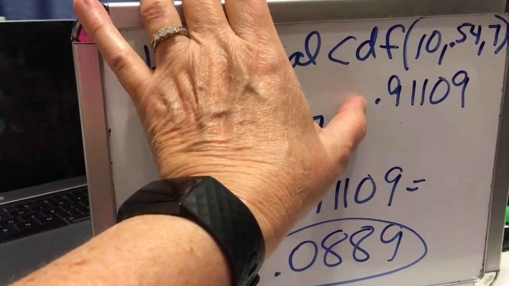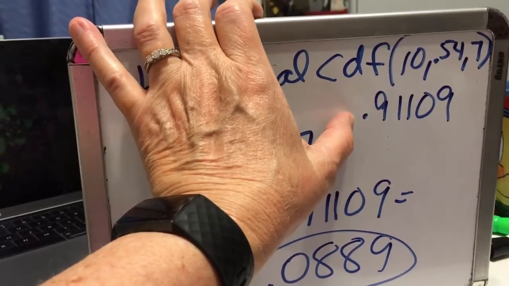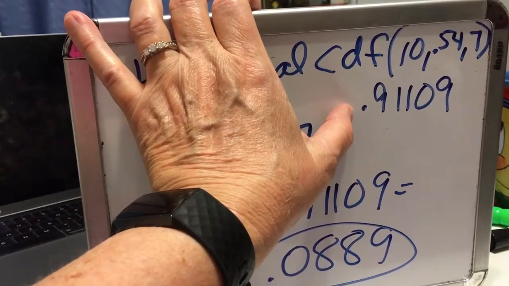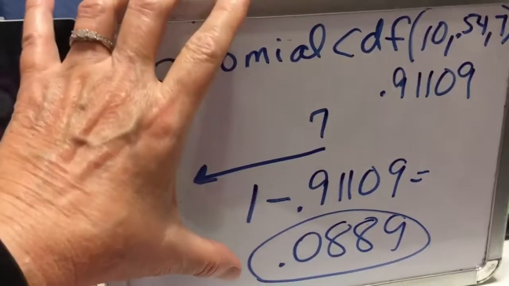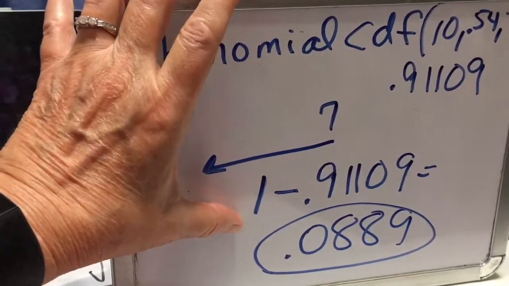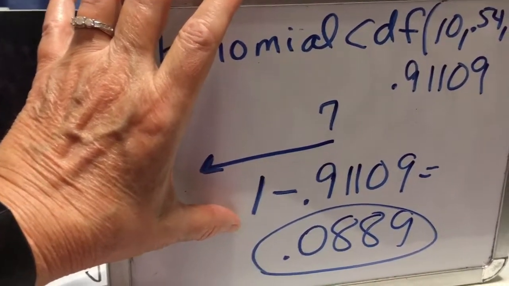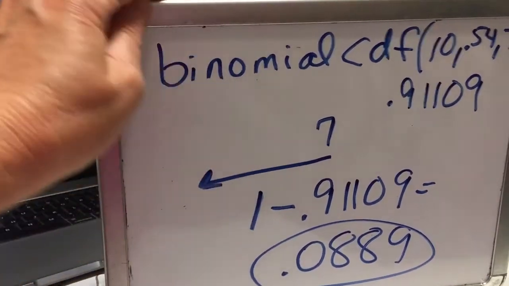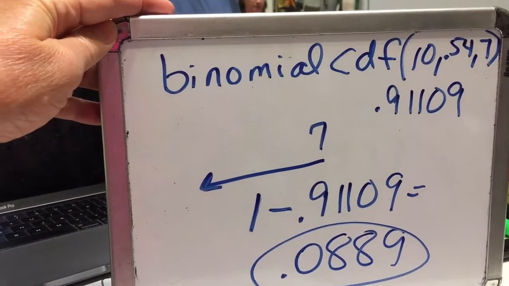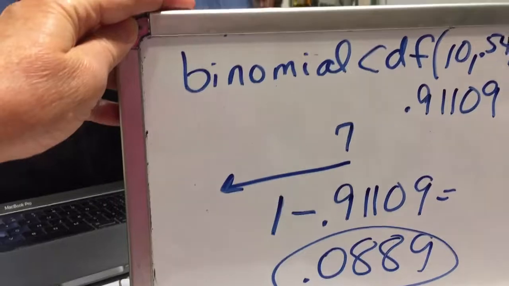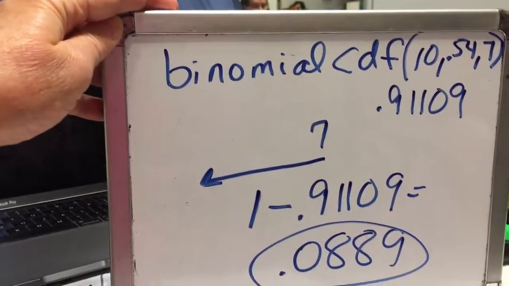0.91109. I'm looking for the probability of 8 or more. So I'm going to have to take that away from 1, and I get 0.0889, which is exactly what I got when I did it the other way. So that is problem number 23.